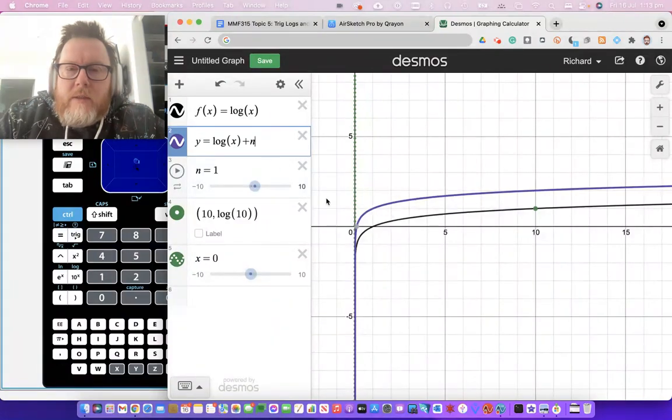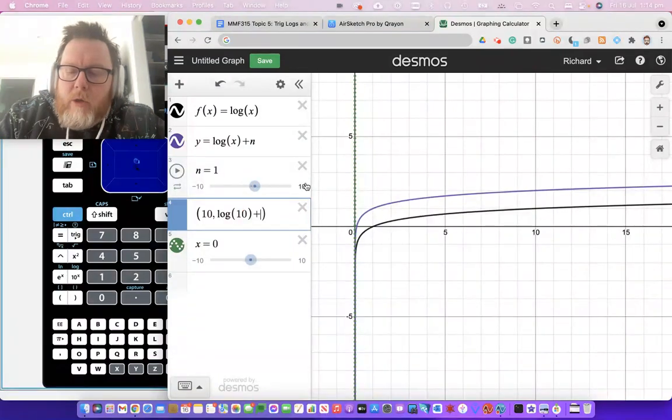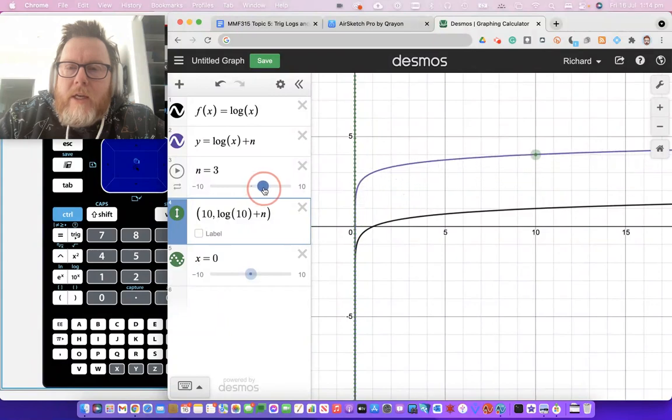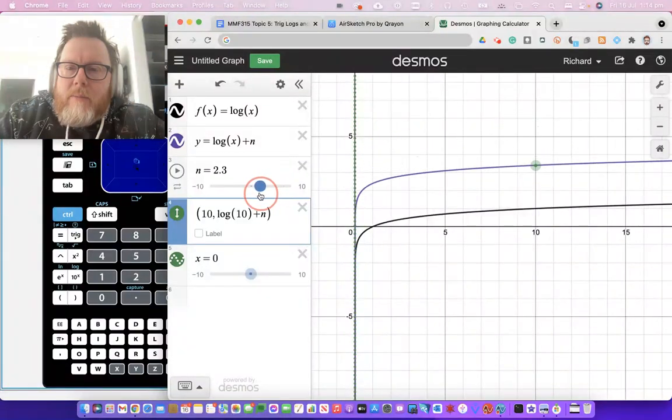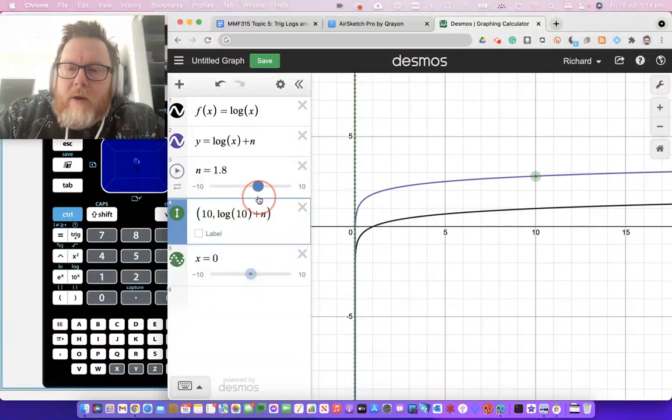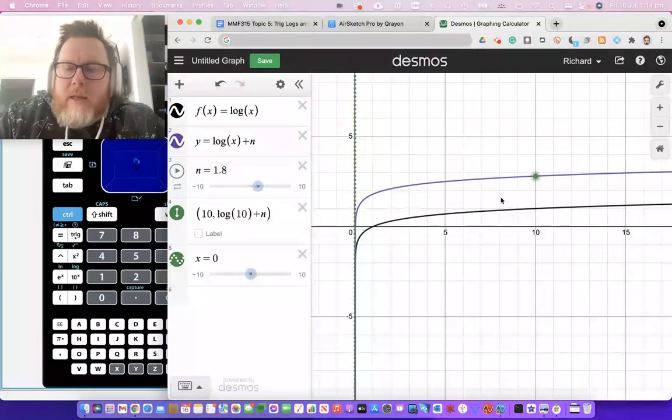The base graph is in black here. And we can see that in the purple here, the purple line has gone up a unit, just like we'd expect, because every single point has just had n added to it. So as I increase n, it goes up. If I decrease n, it goes down, like so. The graph itself is the same shape, and it doesn't change the vertical asymptote at all. But we can see that the one other point will go up and down because every point has been translated by n units up or down.